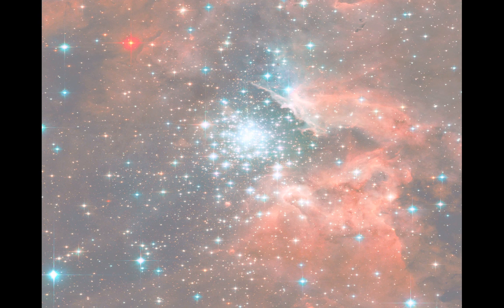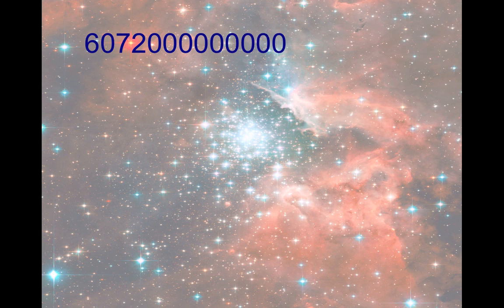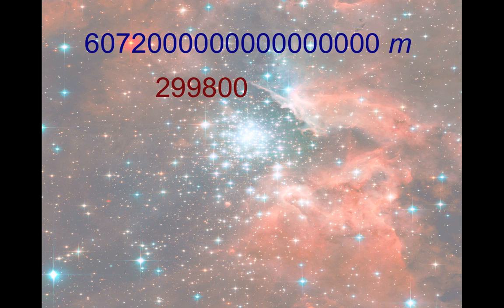Scientific notation is just a way to abbreviate numbers, usually really large or really small numbers. For example, this excessively large number is the distance in meters from Earth to the star Betelgeuse. Another really large number is the speed of light in meters per second. It's approximately 300 million meters per second.